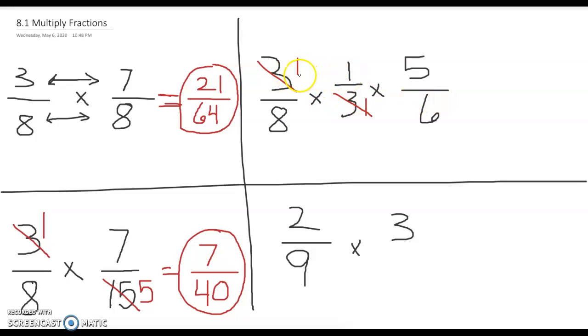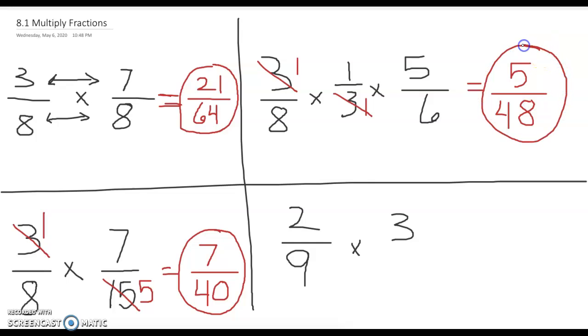So you have 5 times 1, 1 times 1 is 1. Then 1 times 5 is 5. So our answer on the top, in the numerator, is going to be 5, over 1 times 8 is 8, 8 times 6 is 48. They cannot simplify here at all, so here's your final answer.